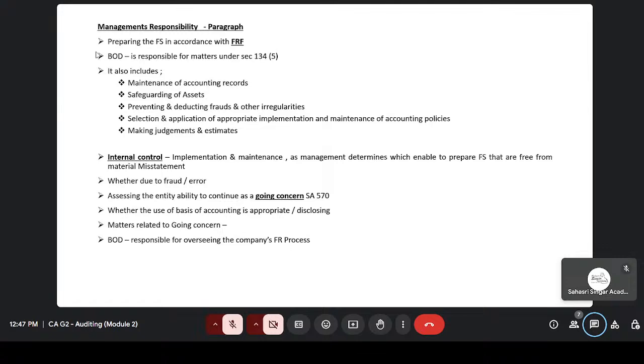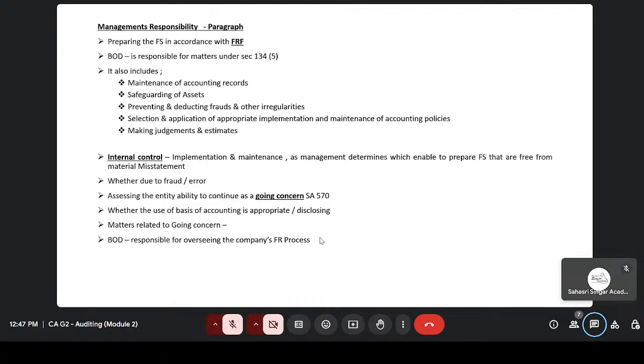And then it helps you to assess the entity's ability as a going concern. Also, whether the use of the basis of accounting is appropriate and disclosed properly. So the board of directors is responsible for overseeing the company's financial reporting process also. Not only that, even the entire thing, so they have to oversee it. So this is purely about the paragraph where you have to mention the opinion for the management responsibility section.